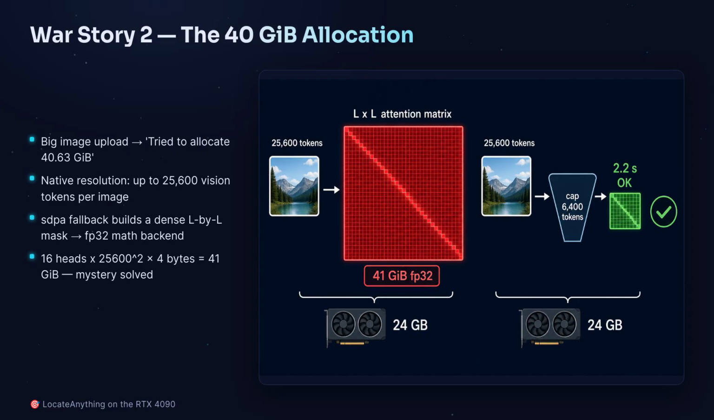The fix, cap the processor's token limit at 6,400, so huge images get downscaled before the encoder. A 6,000 pixel image now runs in 2.2 seconds. And because the output coordinates are normalized, the boxes still land perfectly on the original.